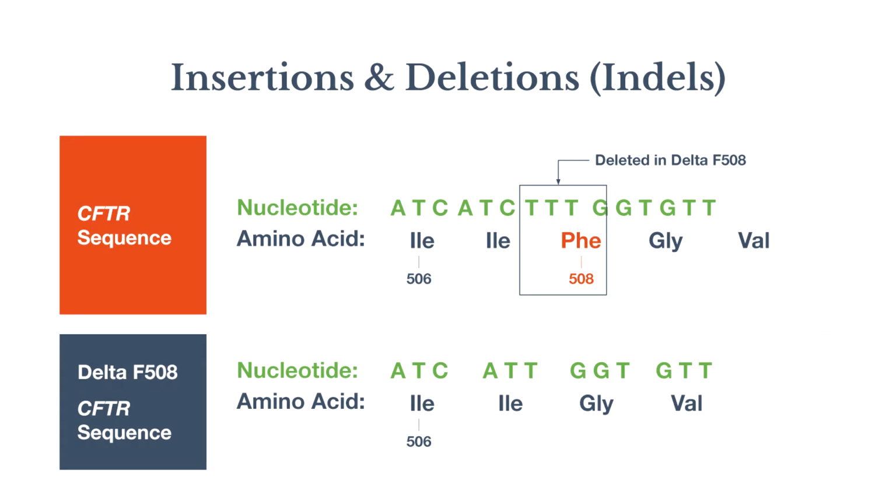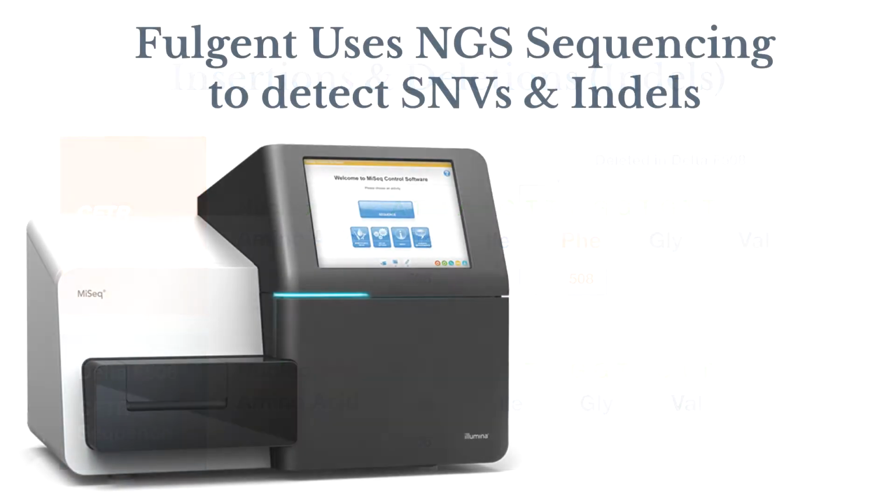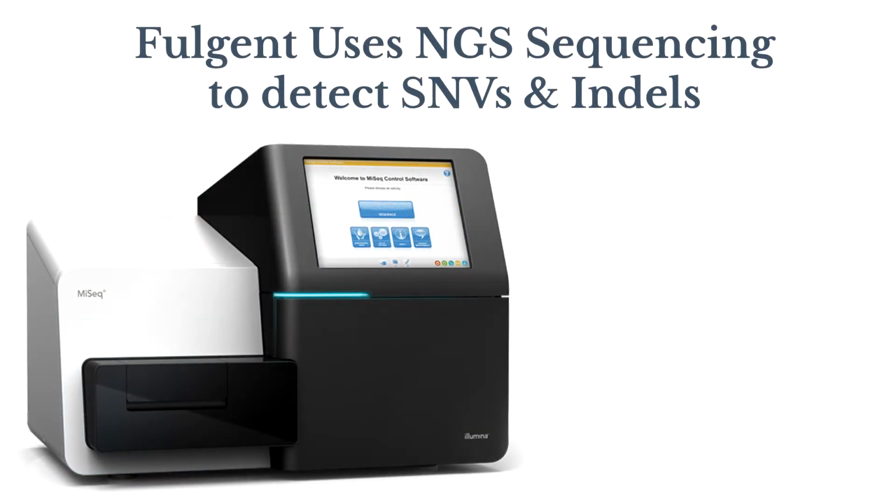Indels, short for insertions and deletions, are small changes that add extra nucleotides or remove them. A classic example of an indel is the delta F508 variant in the CFTR gene that is found in many people who have cystic fibrosis. In our reports, gene sequencing refers to the use of hybrid capture next-generation sequencing, or NGS, to detect SNVs and indels in protein coding parts of the genes requested.